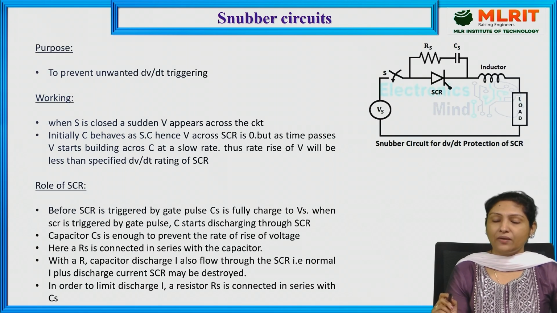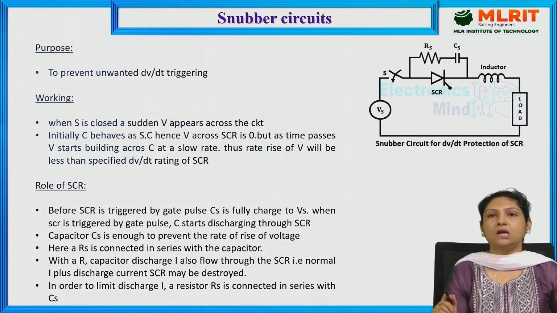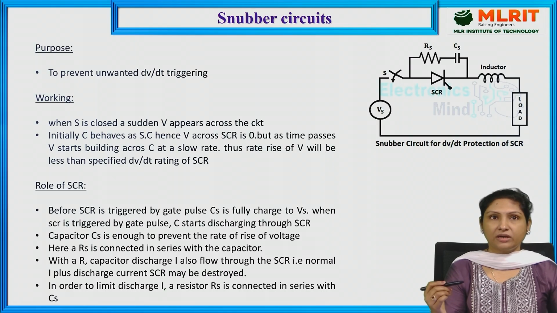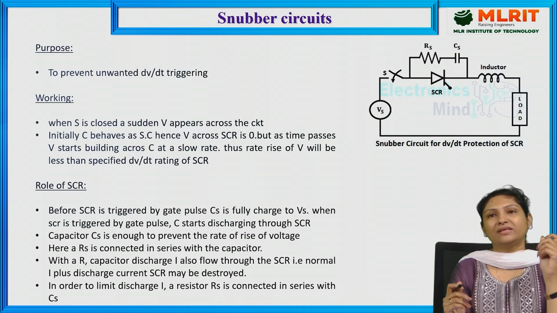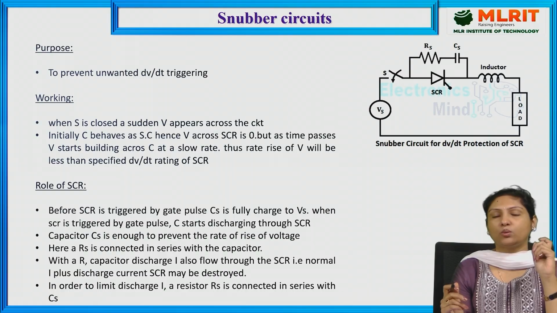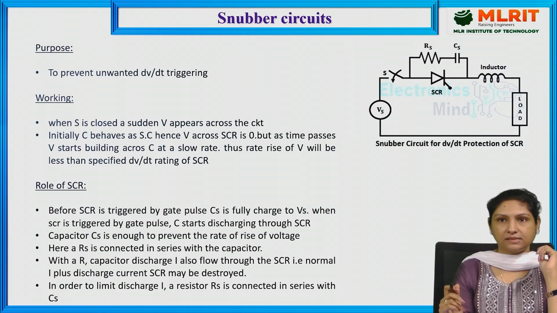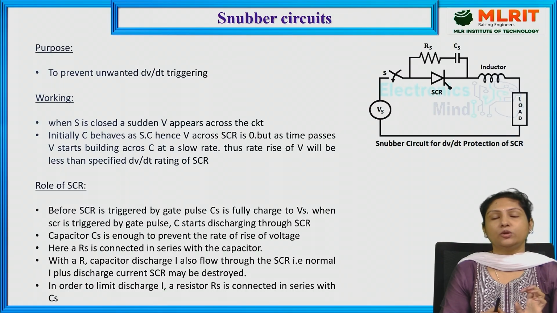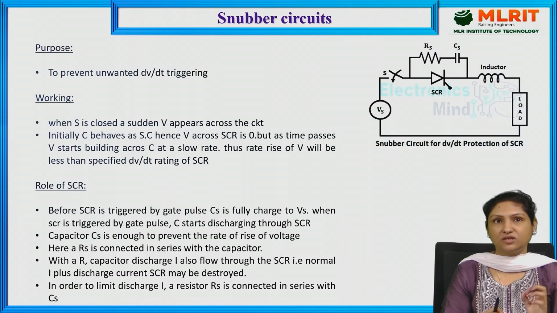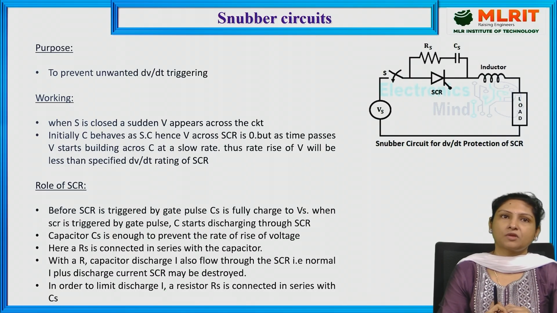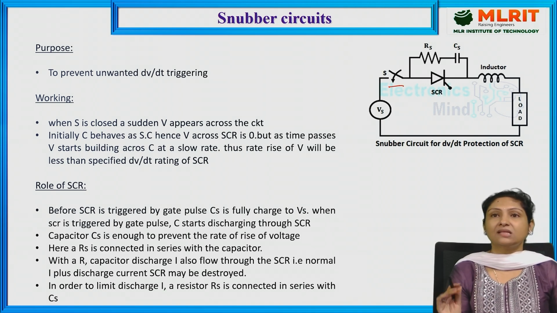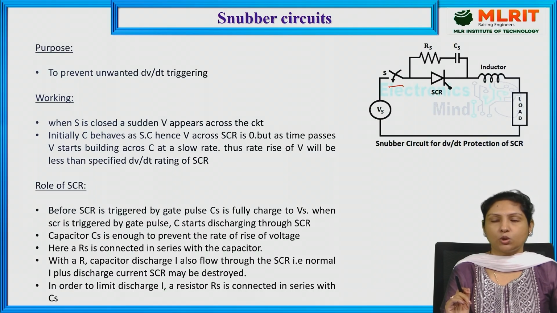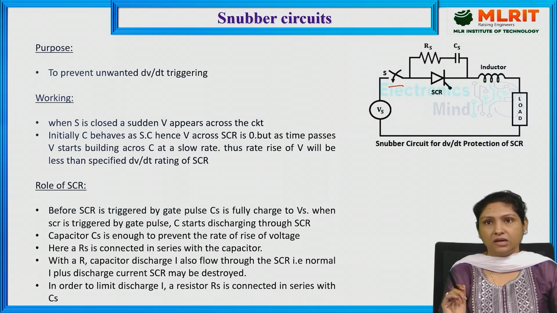And then we have dV by dt protection as well. Here the SCR should be protected from unwanted triggering, that is, a high rate of change of voltage with respect to time, which leads to unwanted triggering. As I have already discussed in my previous lectures, we need to protect the SCR from this high rate of change of voltage with respect to time. Whenever this particular switch is closed, a high amount of voltage will appear across the SCR, and the SCR should not be damaged by this high voltage.